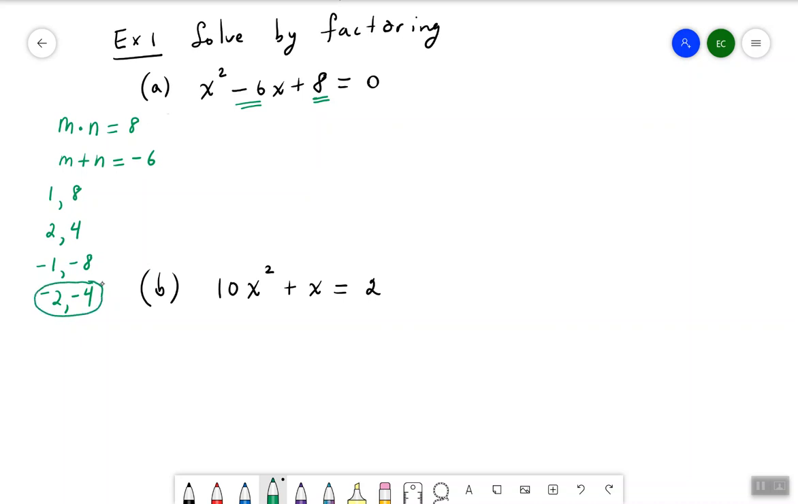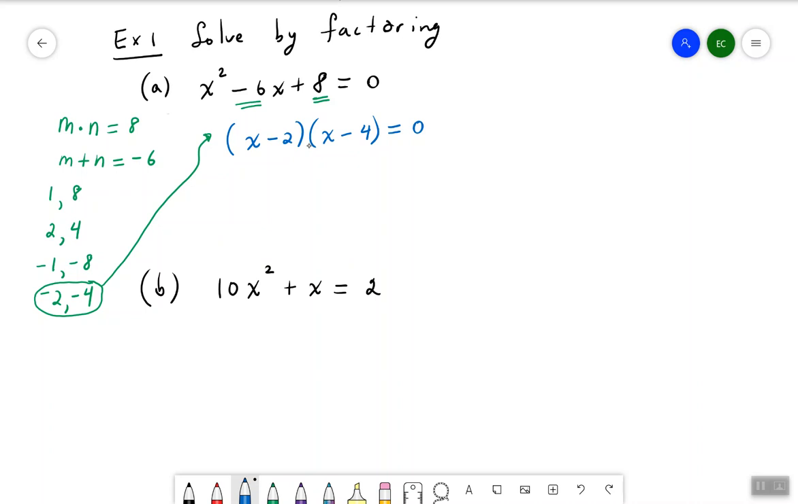We'll use those 2 numbers to write our factors. The first factor will be x minus 2, and the next factor will be x minus 4, and all that is equal to 0. We can check that this is correct by simply multiplying out x minus 2 times x minus 4 and verifying that it really does multiply out to x squared minus 6x plus 8.